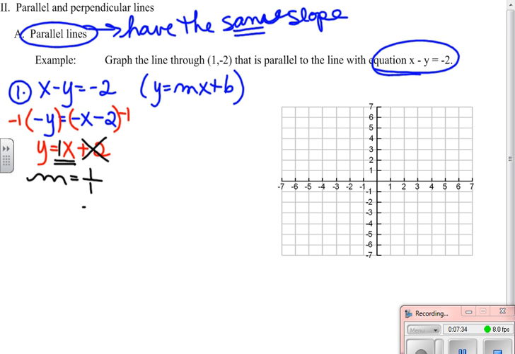So that is my slope for this line. So my original line, which I'll do in blue, drew at -2, up 1, right 1, up 1, right 1. It goes. Now the line parallel to it, this point to start, 1, -2, it has the same slope. Up 1, right 1, up 1, right 1. Lines never cross.